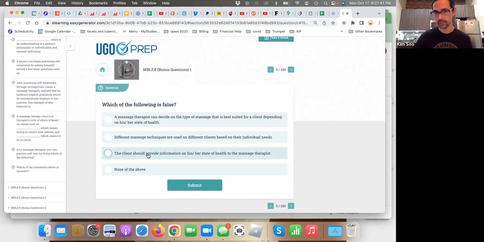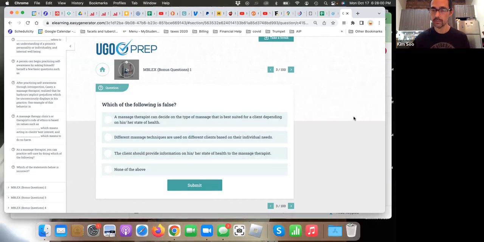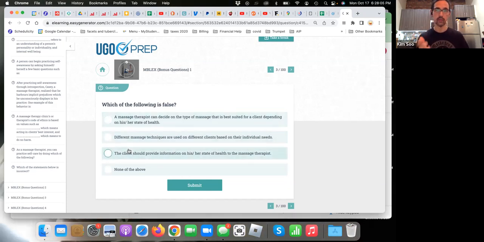Client should provide information on his or her state of health to the massage therapist. That sounds pretty pertinent. Different massage techniques are used on different clients based on their individual needs. That sounds true. A massage therapist can decide on the type of massage that's best suited for a client, depending on his or her state of health. All three of these seem true to me, so I'm gonna crowdsource it. Why don't you guys unmute now? Larissa and Crystal and Ginny. Which one seems false?